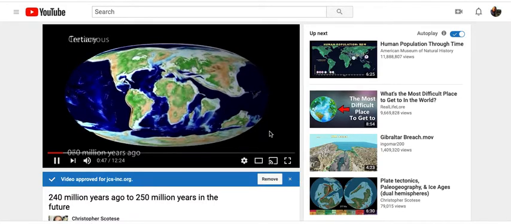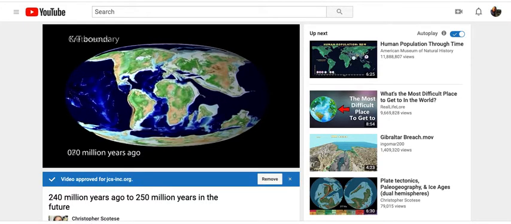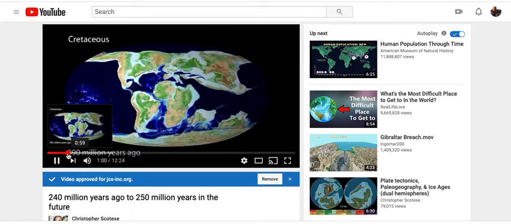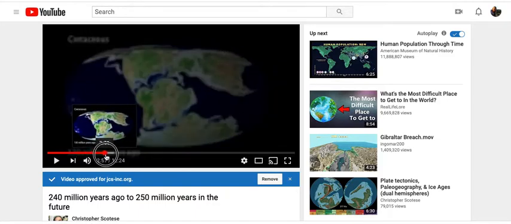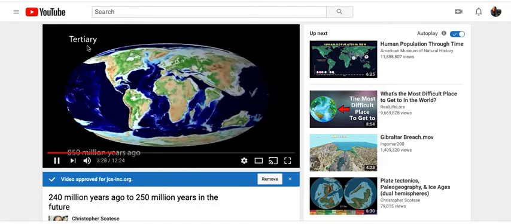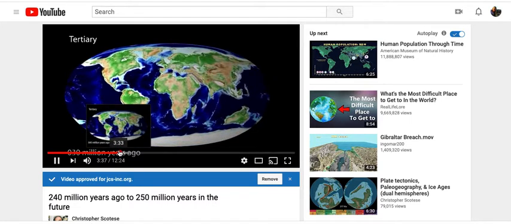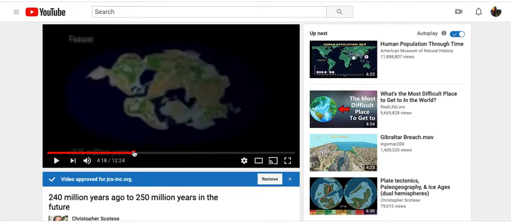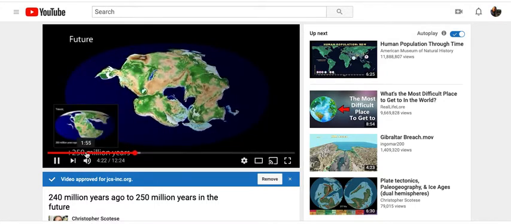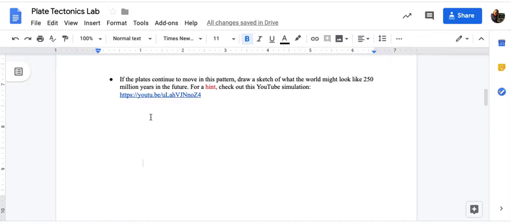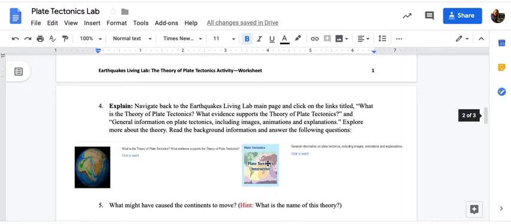So then here it shows, playing a lovely musical score in the background that is going too fast because you sped it up. But it will show the continents and how they change. And then it will start to get to, here's the tertiary period. And finally, this is in the future. So it doesn't take too long of watching it to see the whole thing, so you can see how it's going to change in the future, and you can sketch that here.